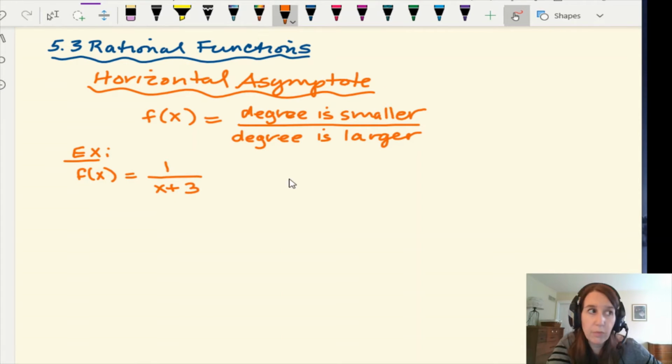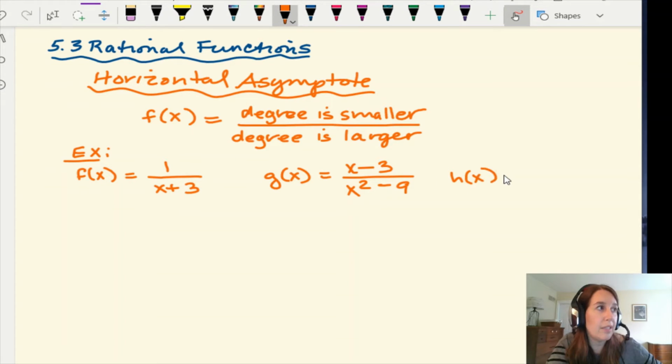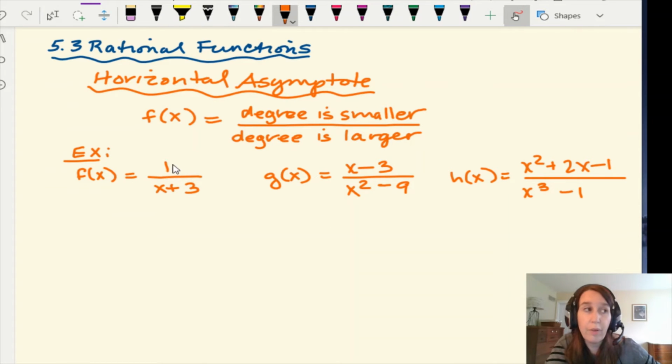plus 3. Okay, you're going to see g of x is equal to x minus 3 over x squared minus 9. Or finally, you might see something like x squared plus 2x minus 1 divided by x cubed minus 1. Okay, so notice that the degree on the top, the polynomial on the top, is smaller than the degree of the polynomial on the bottom.